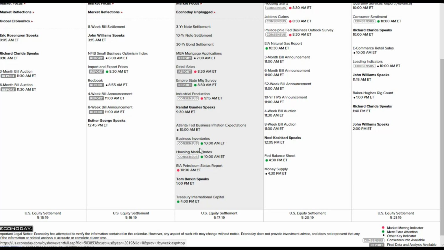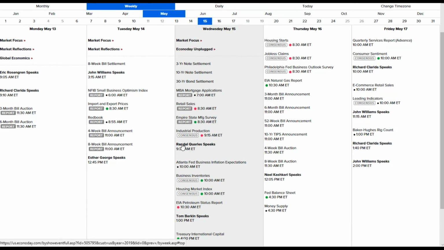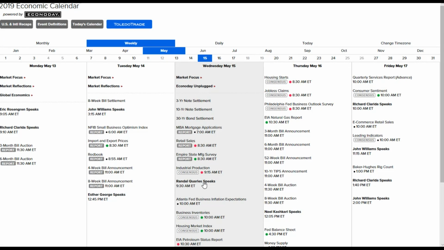We have some Fed speakers, but I don't really know if these are movers, but we'll keep an eye on that. That comes out at 7 o'clock my time. And petroleum status, we really don't care about that. Fed speakers typically don't move our market that much, but I mean, these days you never know.